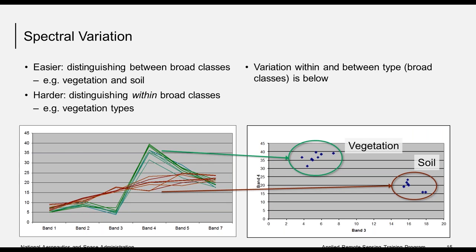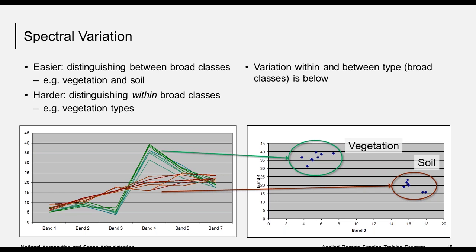Looking at the spectral signatures between vegetation and soil, you can see that it's easy to distinguish between vegetation and soil, right? So you see the different signatures between the green lines and the red lines, but it's much more difficult to distinguish within these broad classes.